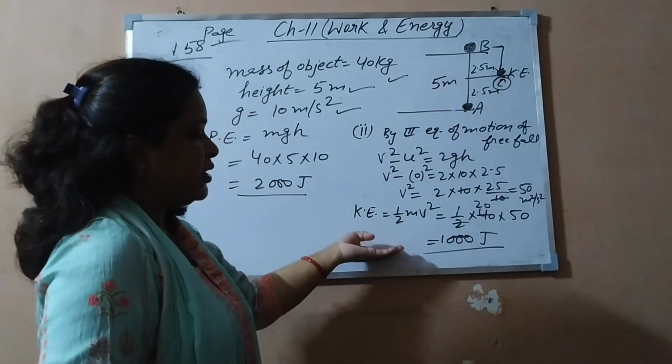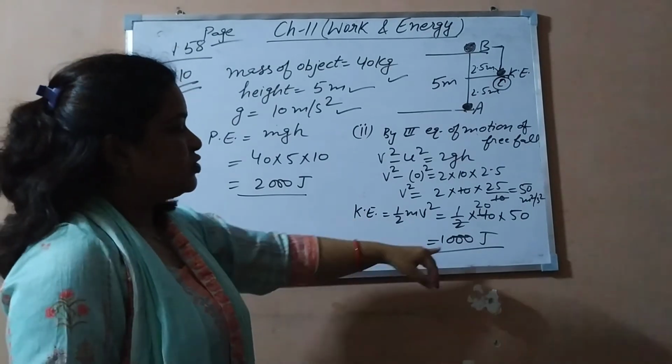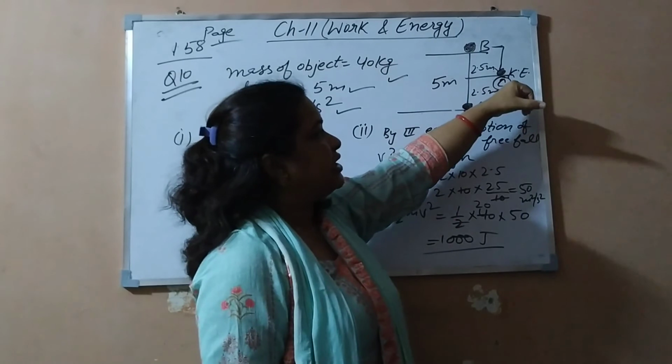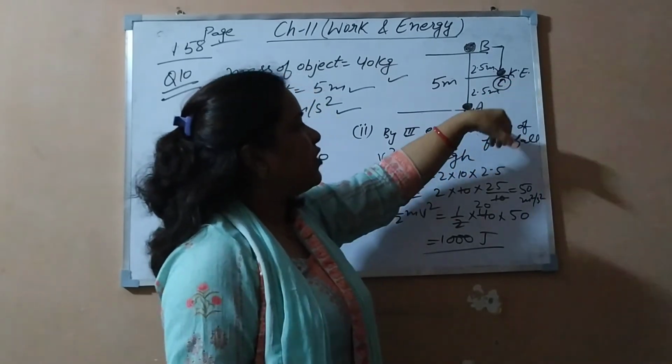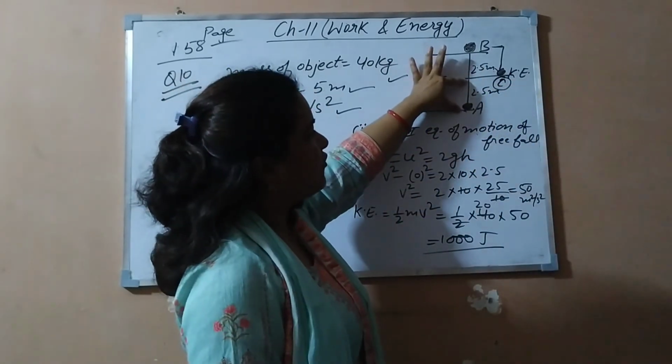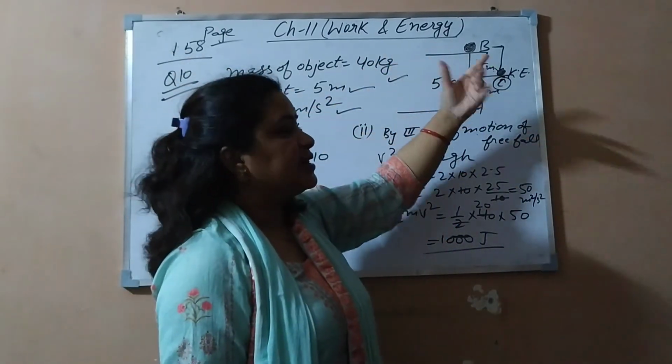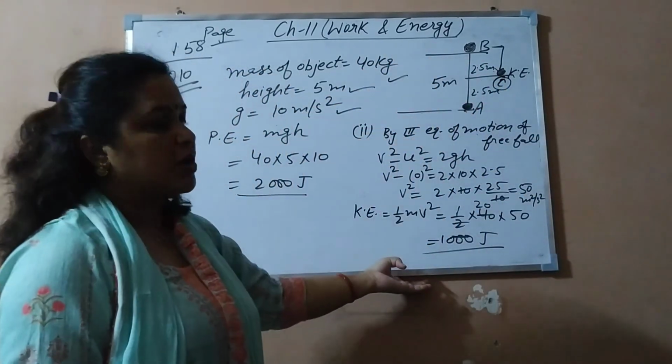But the examiner is asking only for kinetic. So we have calculated 1000 joule. You can calculate the potential energy at C also by yourself. Put the formula mgh. What is the height from the ground? 2.5 meter. What is the mass? 40, and 10 is the gravity value. Again you will get your answer, 1000 joule.